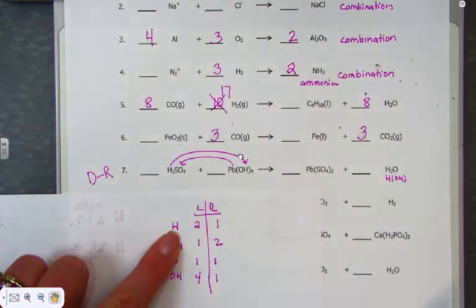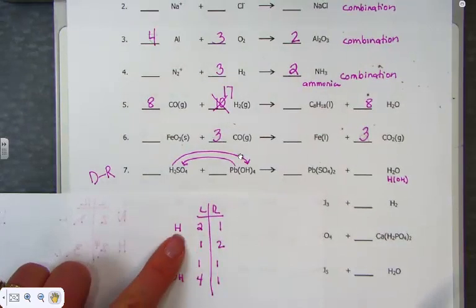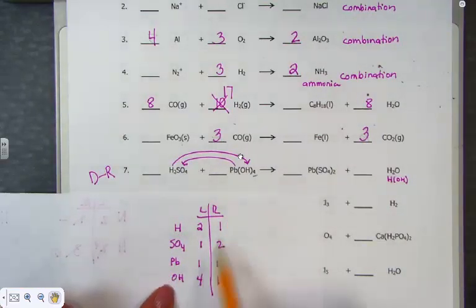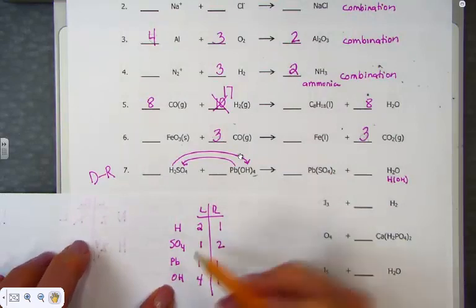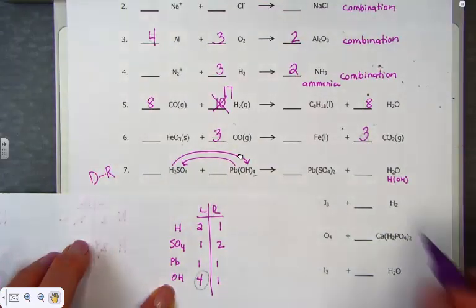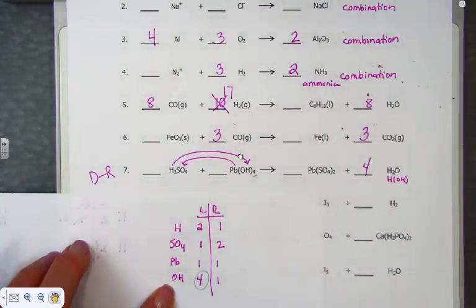Well, where do you want to start? At the top? 2 H's, 1 H. Let's start by doubling the water. We might end up changing that. I can already see we're going to change it because the OH's are at 4. You want to just go there? I notice right away if I put a 2 over here, I'm going to end up changing it because the OH's are at 4 at the bottom of our tally chart. So I know that's got to be a 4.